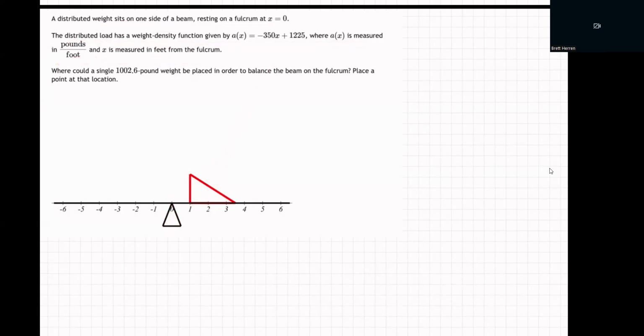Where could a single 1,002.6 pound weight be placed in order to balance the beam on the fulcrum? Place a point at that location. So basically, we want to take 1,002.6 pounds and put it somewhere over here, maybe here, maybe in the middle, somewhere, and have it exactly balance all of this weight. How do you figure that out?